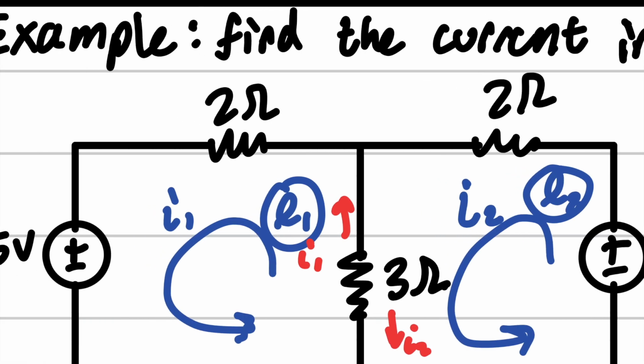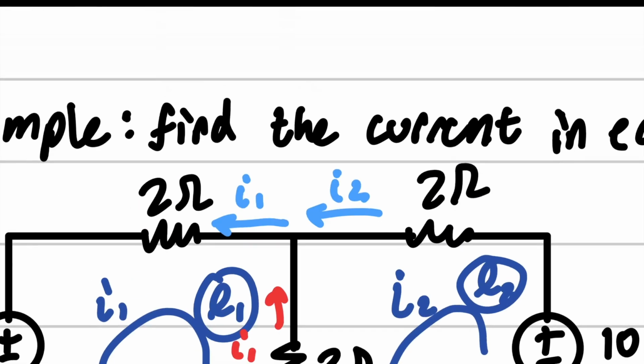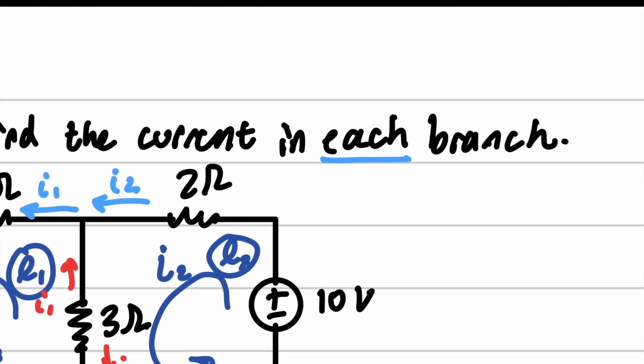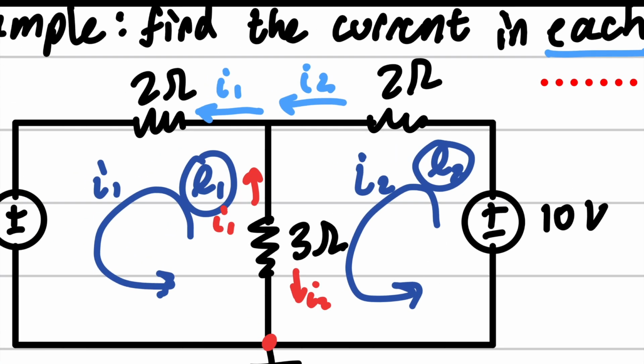What does that mean? That means that going counterclockwise on loop 1 is the actual physical way that this current is flowing. So I1 is flowing this way. And I2, likewise, is flowing this way into the node. Okay? Now, notice that it says to find the current in each branch. Well, we have not found the current in this branch yet. Let's call it I3. And I'm not going to draw a direction because it's going to confuse you.